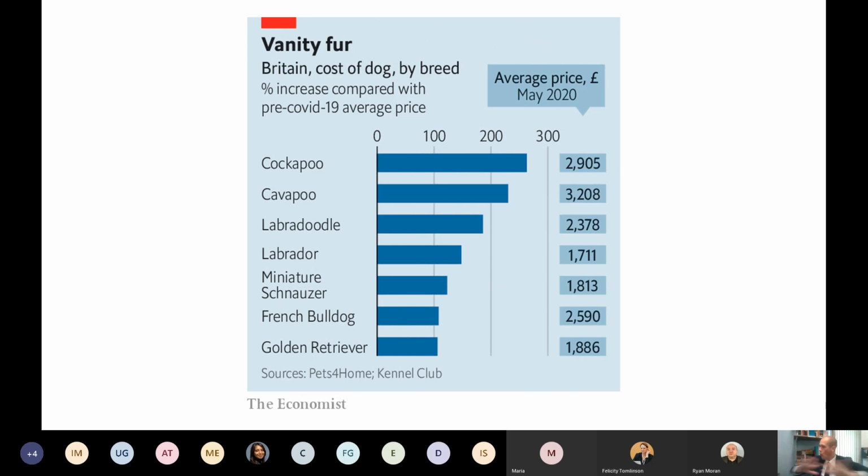So all of these breeders all around the country have been looking at their scarce resource, the limited number of puppies they have available. And what the functions of the price mechanism have done to eliminate excess demand is they have forced prices up until a price is attained of, let's say, £2,905 in the case of a Cockapoo, where the number of puppies available is equal to the number of homes which are available for those puppies.